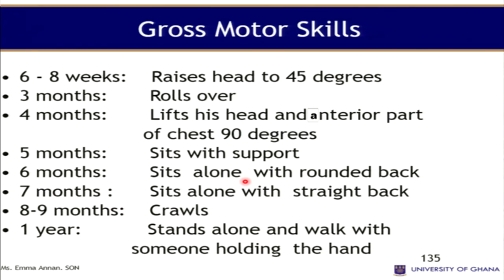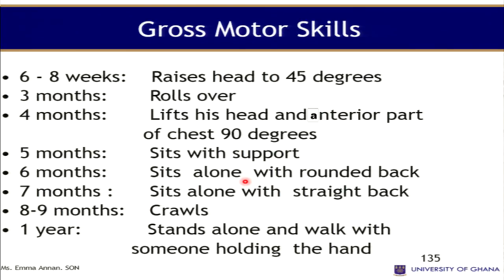At 3 months, the child rolls over. Then at 4 months, the child lifts his head and anterior part of the chest to 90 degrees. At 5 months, the child sits with support. At 6 months, the child will sit with a round back. Some children sit very early. Some also sit very late. At 7 months, the child sits alone with a straight back.